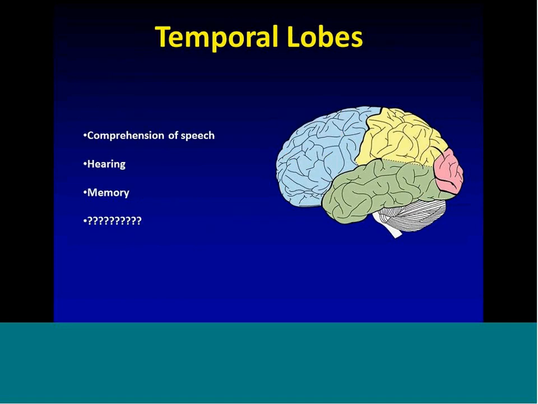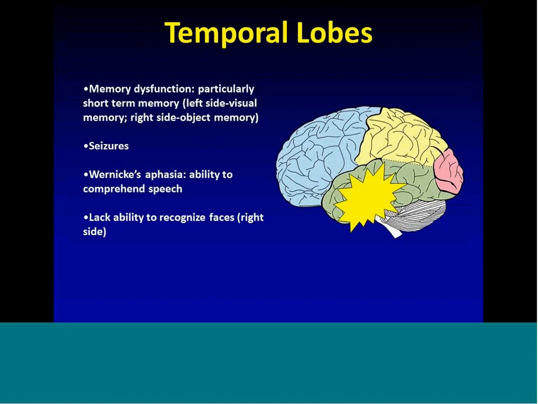For example, the temporal lobe on the left side is involved in cognition of speech. Hearing can also be involved. Memory lives in the temporal lobe at the level of the hippocampus. And the right temporal lobe really doesn't know much at this point. So this is an example of the dysfunction that can be there. I'm quickly going over this because this is not a neuro lecture.